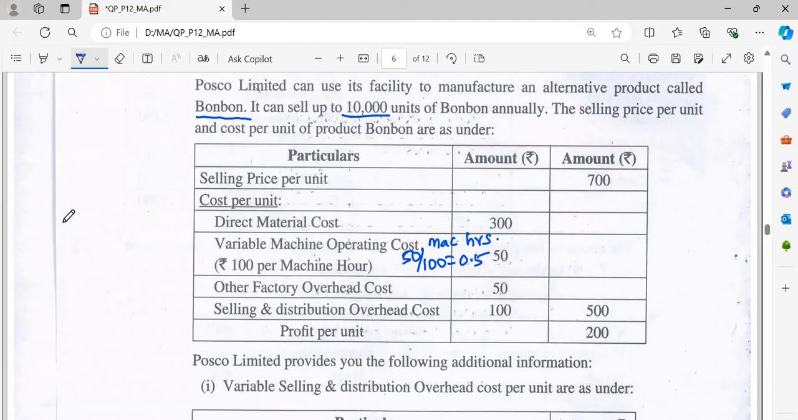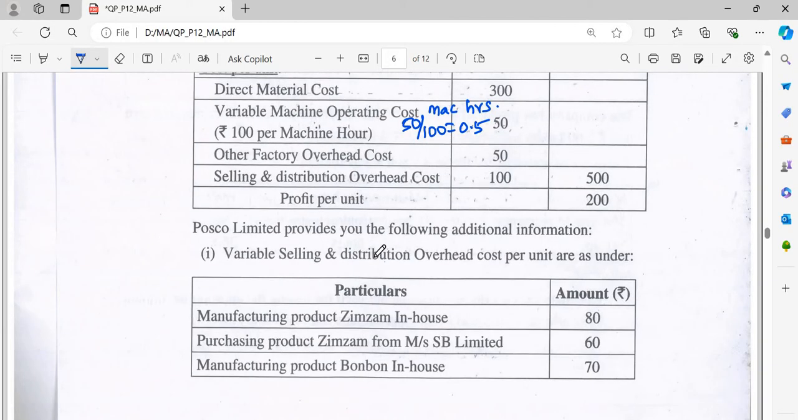Pasco Limited provides the following additional information. Variable selling and distribution overhead cost per unit is as follows: manufacturing product Zimsam in-house 80 rupees, purchasing product Zimsam from SB Limited 60 rupees. So if I'm manufacturing Zimsam, I need to spend 80 rupees as selling and distribution overhead. If I am purchasing, I need to spend only 60 rupees. For Bon, I need to spend 70.